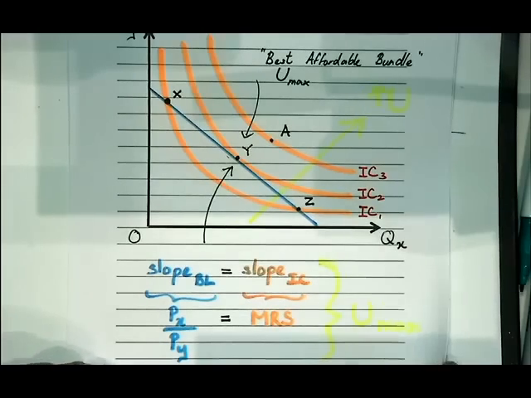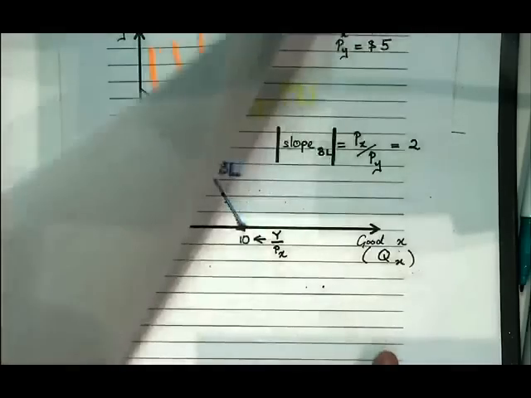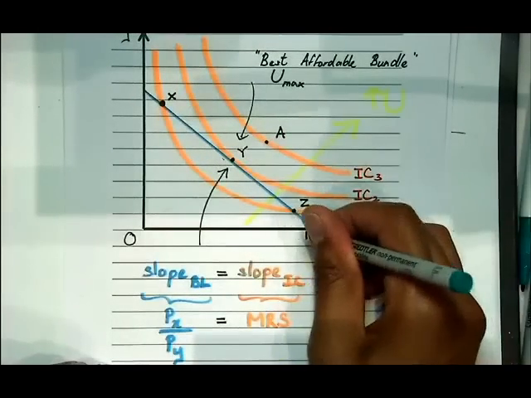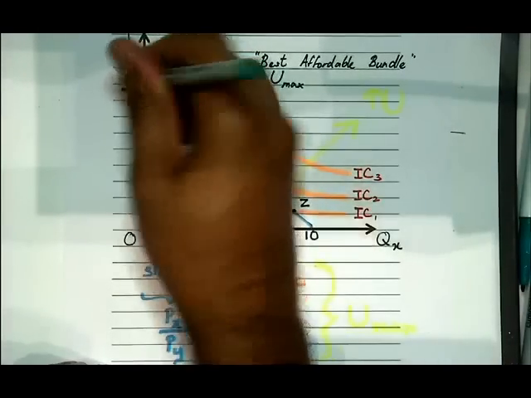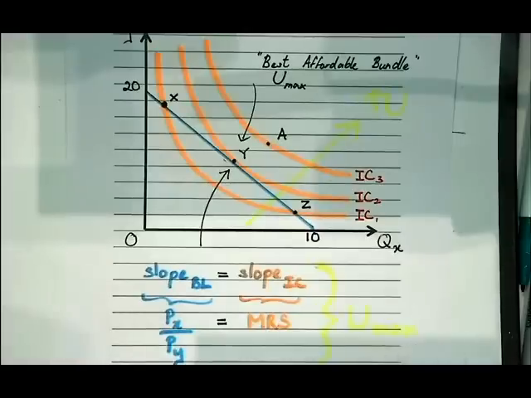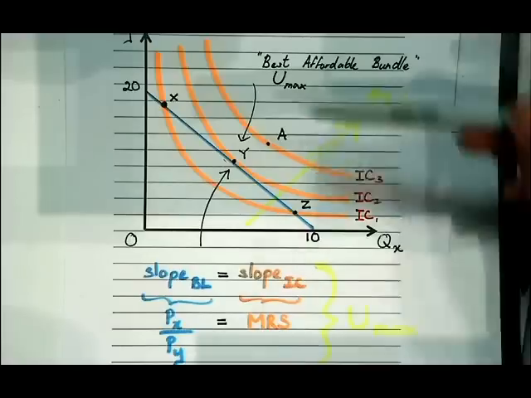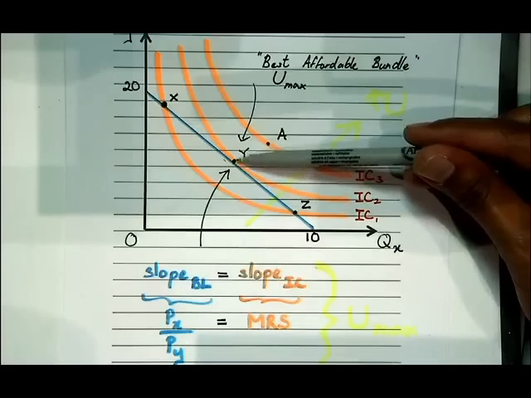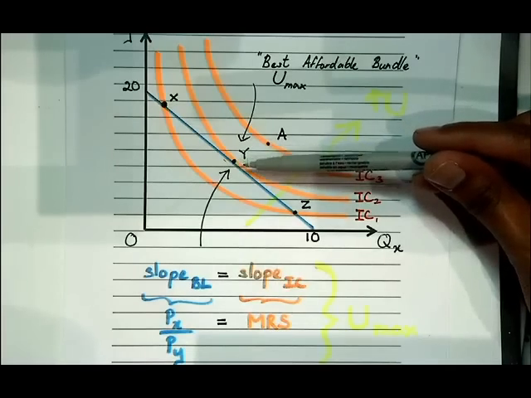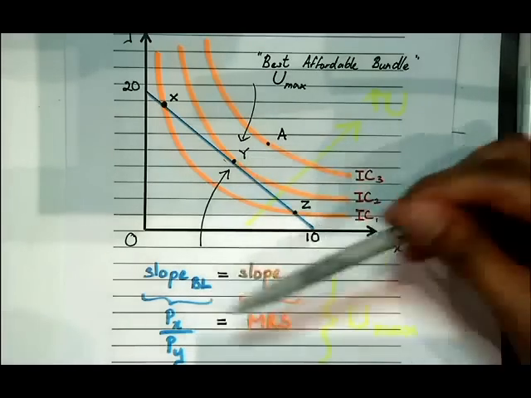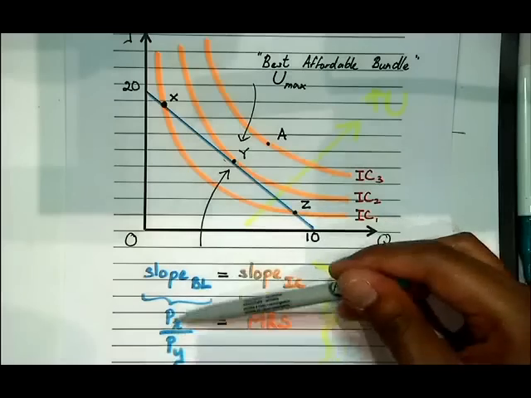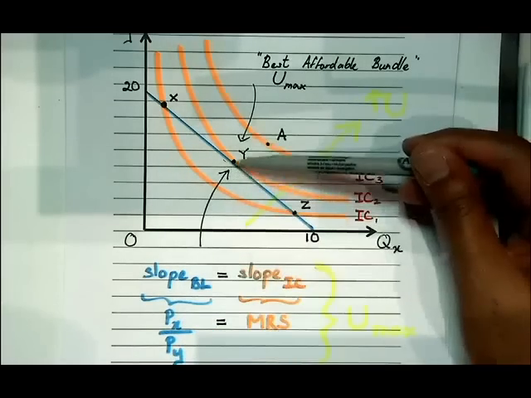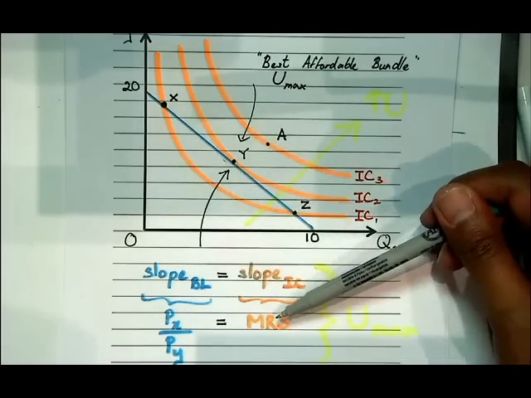Is that okay? Now, using our example, how much was Px? 10. Py was 5. So what is the marginal rate of substitution at Y? 2. Because the two are actually equal, right? Px over Py is 2, so the MRS at Y must be 2.